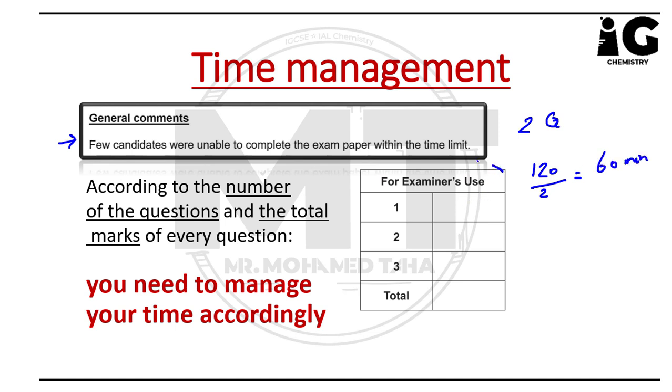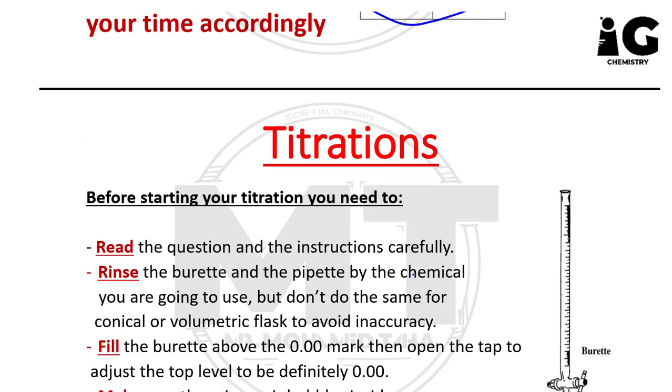But in case of 3 questions, as you see here, this is going to be 120 minutes divided by 3 questions, so it means approximately 40 minutes for every question, and also it depends on the total marks for every question. So please guys, take this point into consideration, because actually this is a challenge for some students who can't finish the practical exam within the time. Now let's go quickly to the titration.